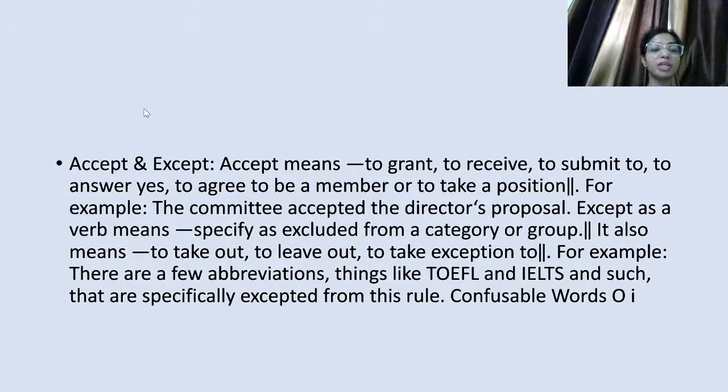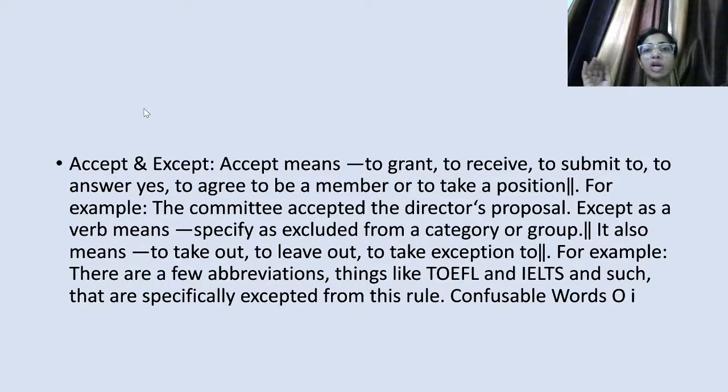Except as a verb will mean इसके सिवाय, इसके अलावा, excluding that thing. It also means to take out, to leave out. जैसे कि there are a few abbreviation things like TOEFL and IELTS and such that are specifically excepted from this rule. Okay? So इसका मतलब excluded from this rule.